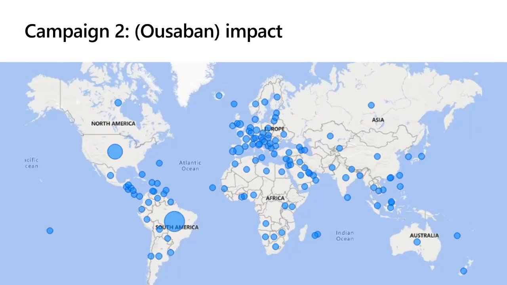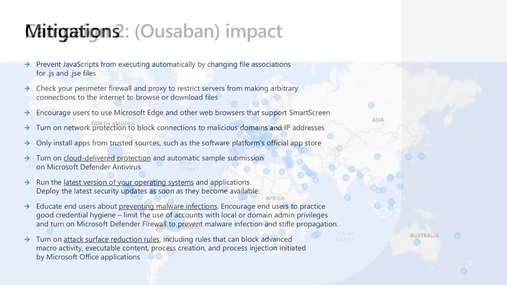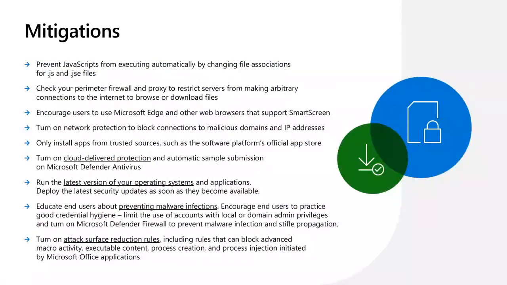And yes, we have almost covered the two different campaigns, how they leverage the HTML smuggling technique. So now it's time to see how Microsoft Defender protects our customers against this technique, and what our mitigation suggestions would be to our customers and even everyone on the call. So our first suggestion is to prevent JavaScripts from executing automatically.